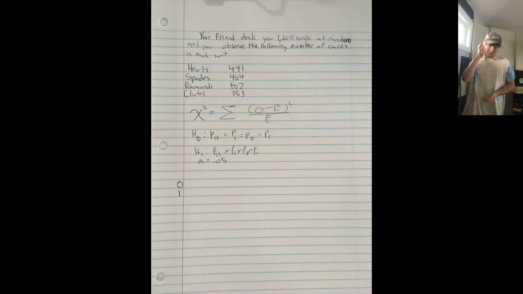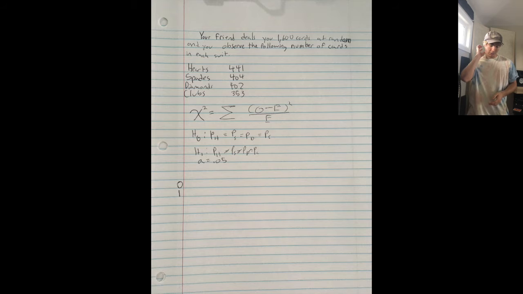Our null hypothesis being that the probability of getting a heart and the probability of getting a diamond and a spade and whatever one I'm missing, they're all the same. It's all going to be 1,600 divided by 4, which is 400. That's what we're kind of expecting. And the alternative hypothesis is that they're all not equal to each other. And we're going to let alpha be 0.05.